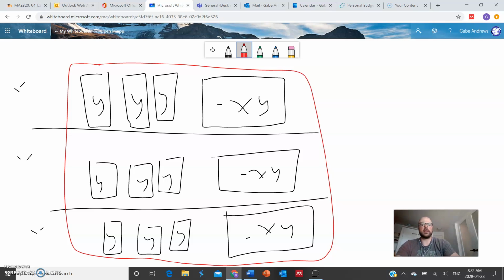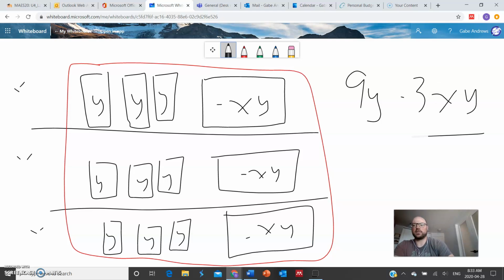So the way you would write this would be, how many y's do we have? We have 3, 6, 9 y's. We have 9 y's. And then we have 3 negative xy's, so it'd be minus 3xy. And that's being divided by 3 groups. So that's how you would write that particular model.